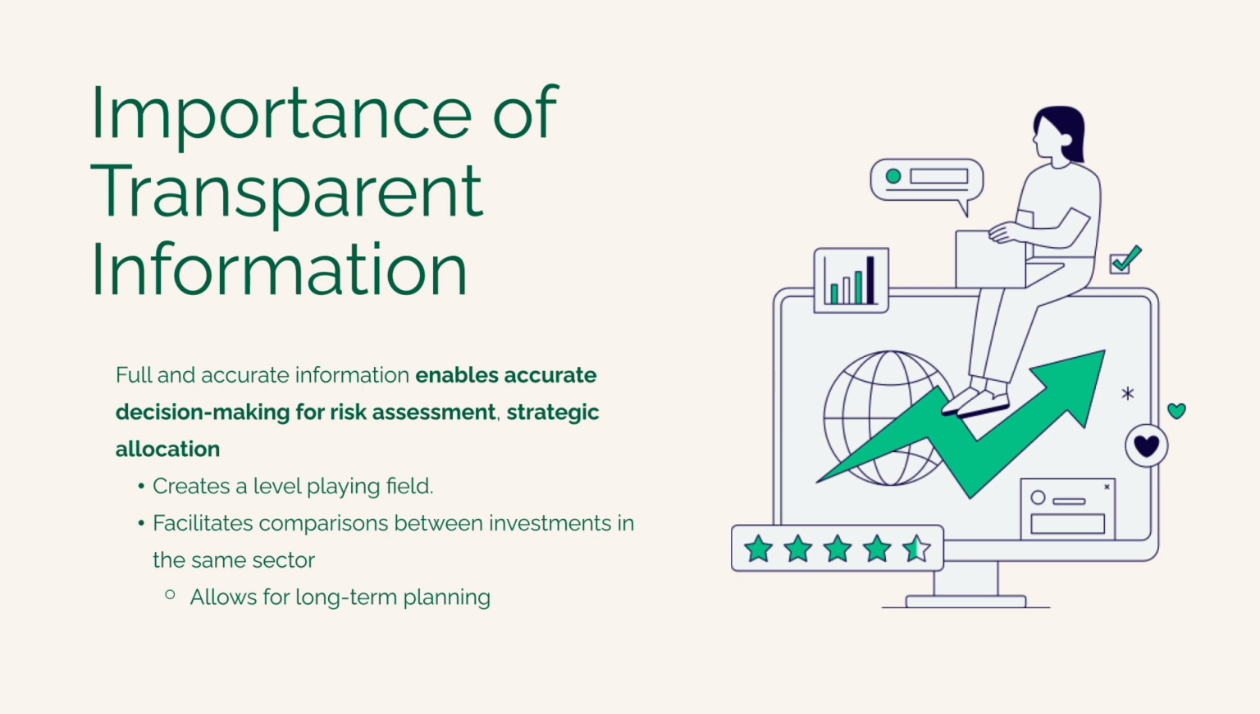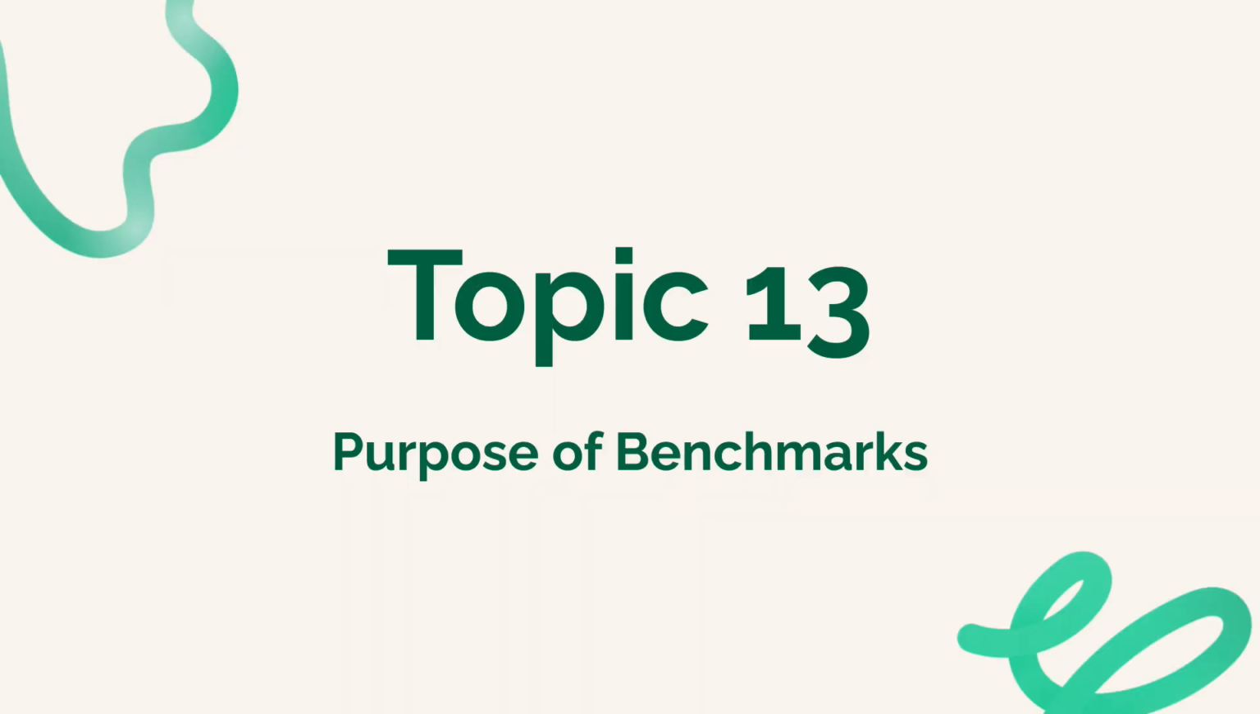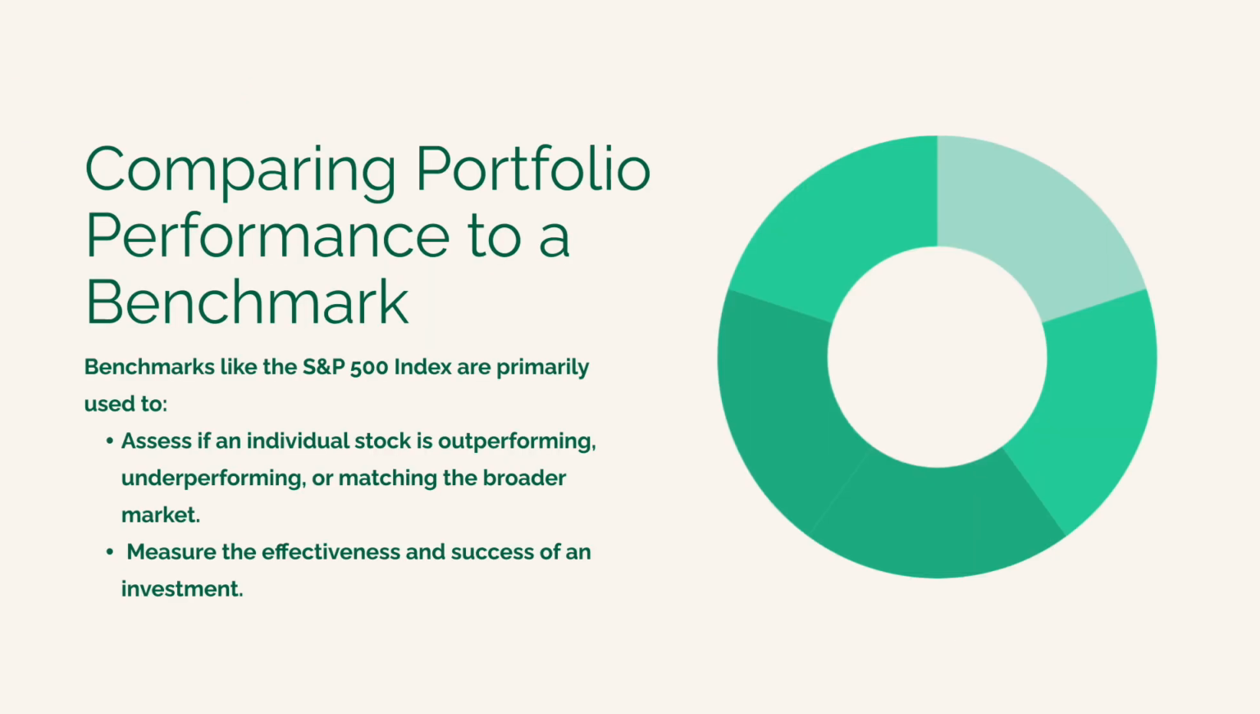It also facilitates comparisons between investments in the same sector, which allows for long-term planning. Investors often compare the performance of their investments against a benchmark, such as a diversified stock or bond index. So the purpose of these benchmarks, like the S&P 500 index, is primarily to assess if an individual stock is outperforming, underperforming, or matching the broader market.